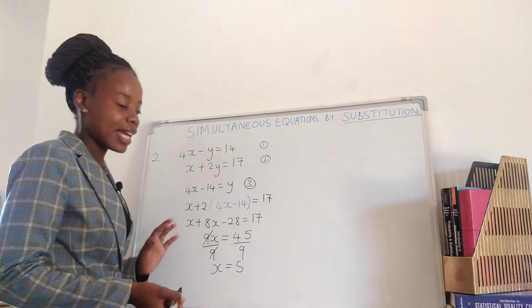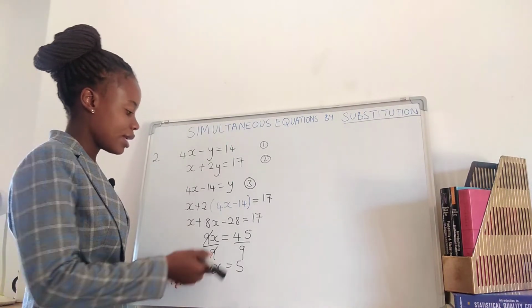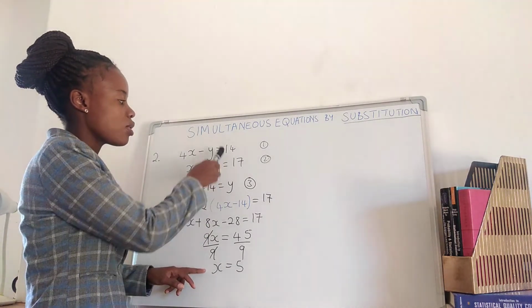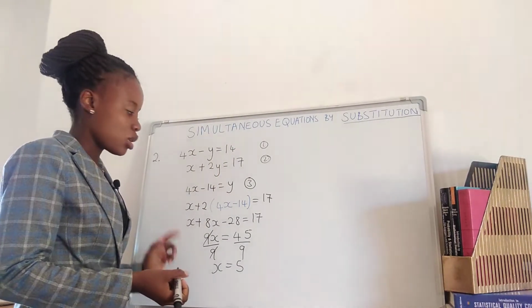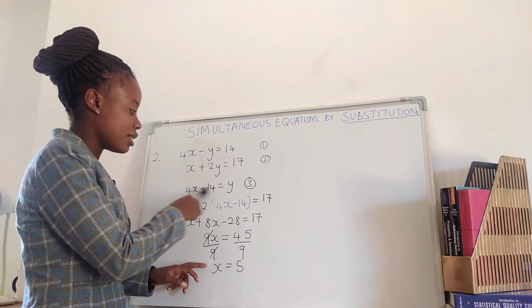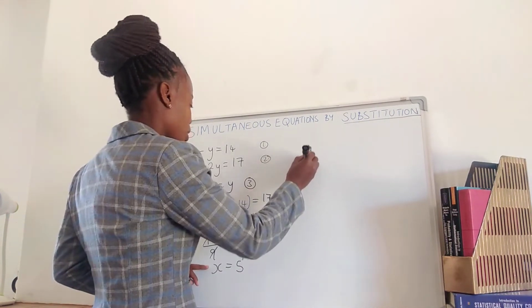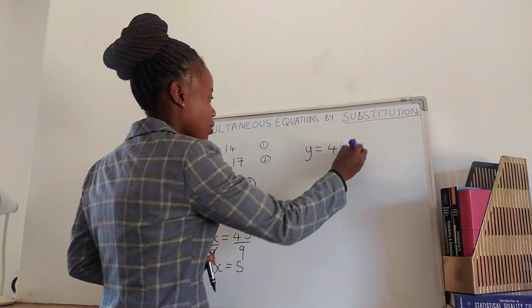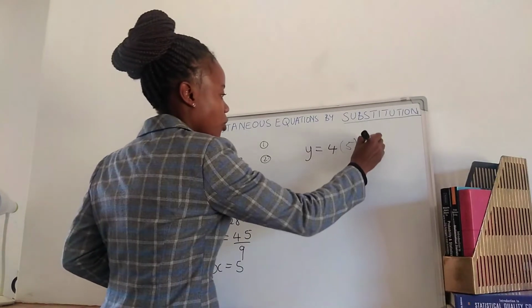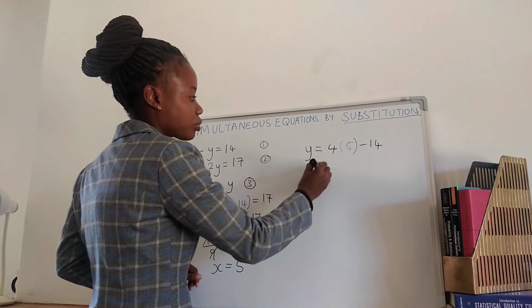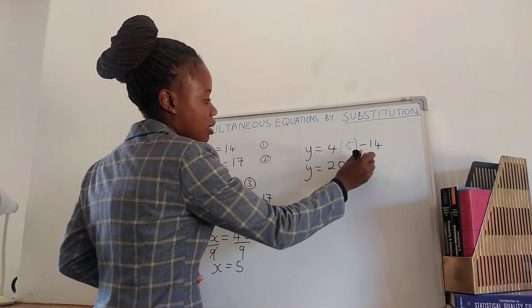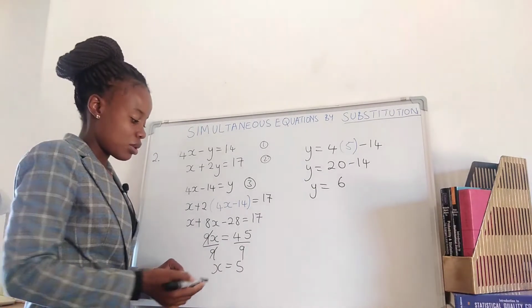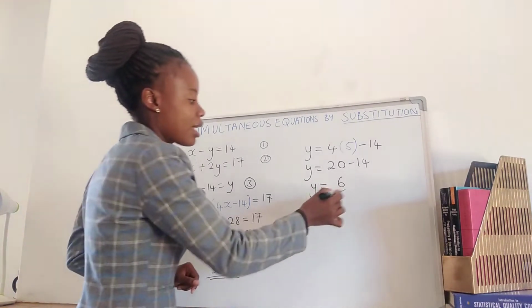Now we are supposed to find our y. You can substitute your x here or in any of these equations. Okay, so I'm going to substitute my x in this equation. So I have y equals 4, my x is 5, minus 14. Okay, this is 20 minus 14, and our y is going to be 6. We have x equals 5 and y equals 6.